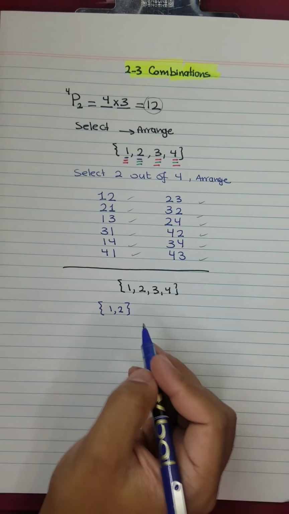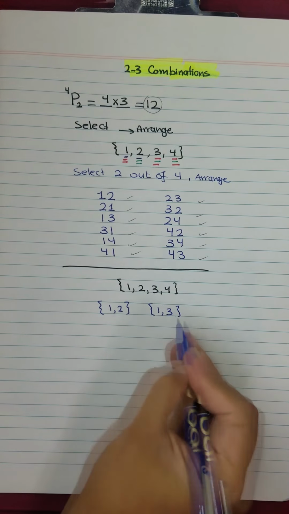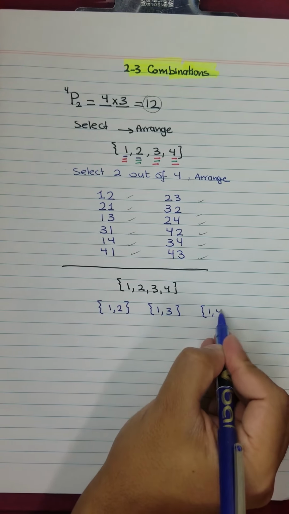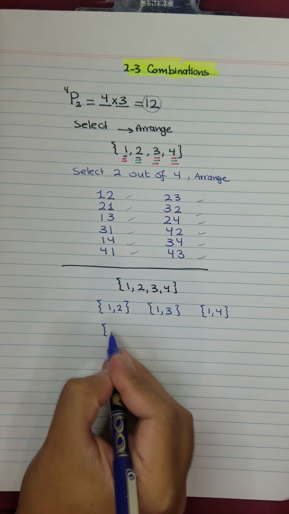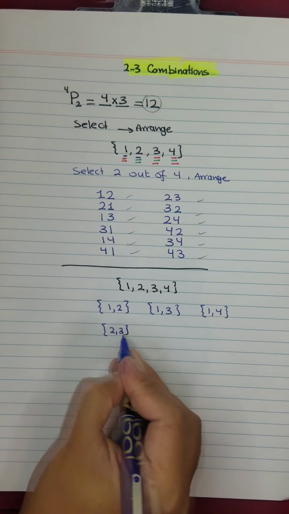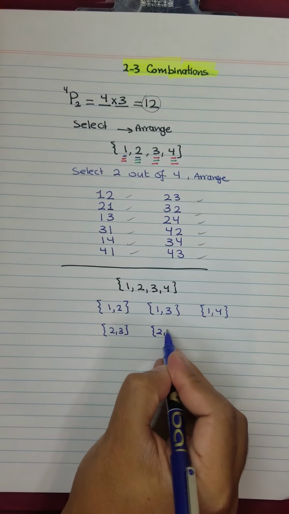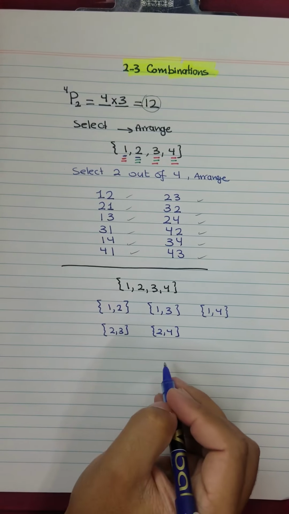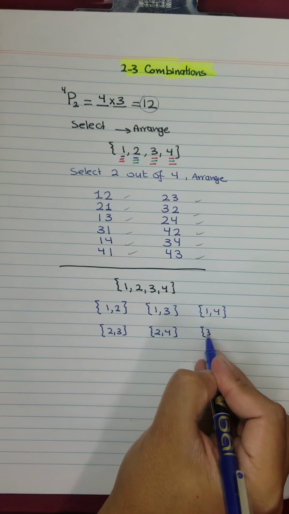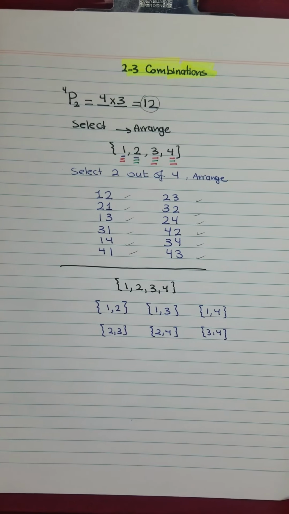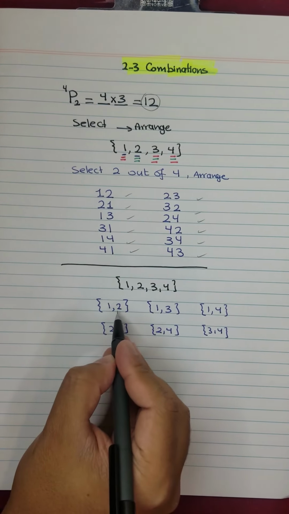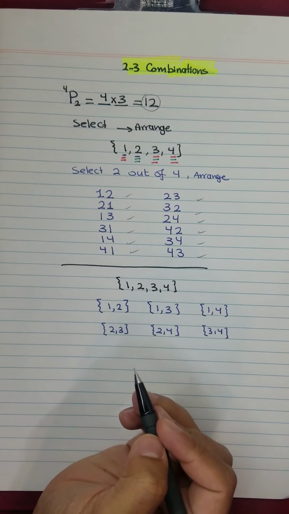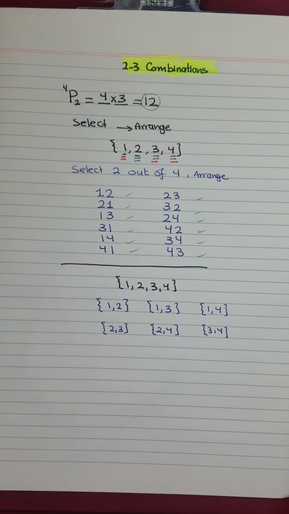We can select 1 with 3. We can select 1 with 4. Good? Then we can select 2 with 3. And we can select 2 with 4. Good? And then we can select 3 with 4. Now, always remember that if you write 2 and 1, it doesn't make any new answer. 1 and 2, 2 and 1 are the same thing, because arrangement this time is not important.